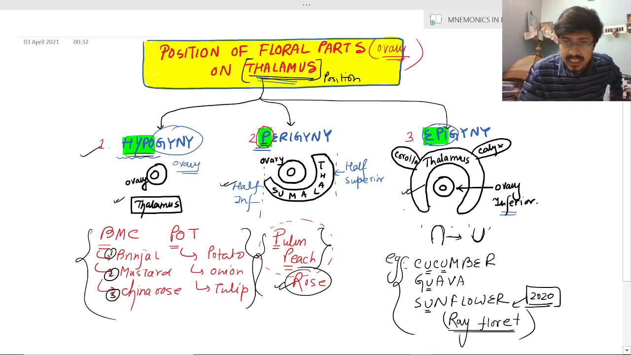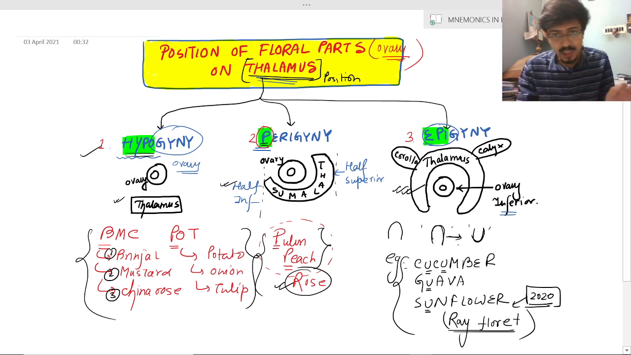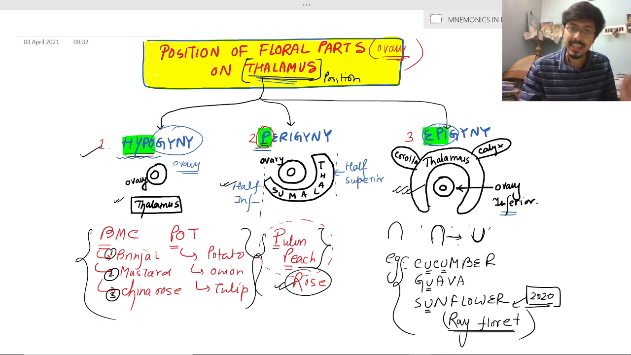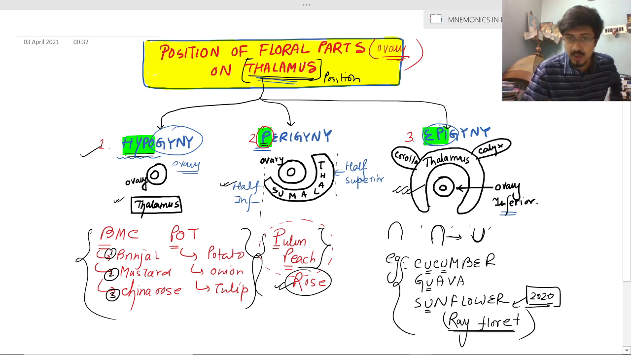In the epigyny case, the structure is more or less like an inverted U shape. The examples correspond to the letter U, where the letter U can be found in the name. The first example is cucumber, the second is guava, and the third is sunflower. In all three you can see the letter U.